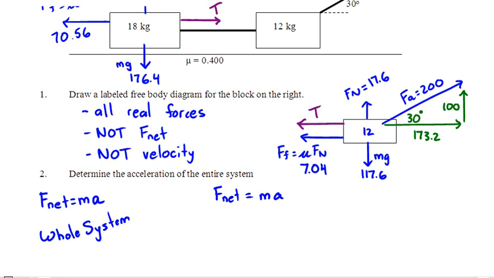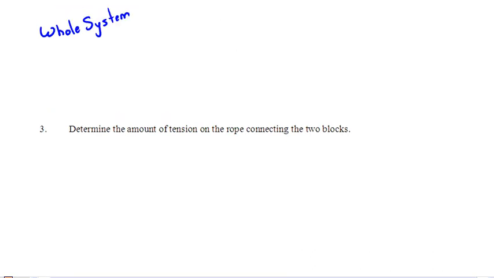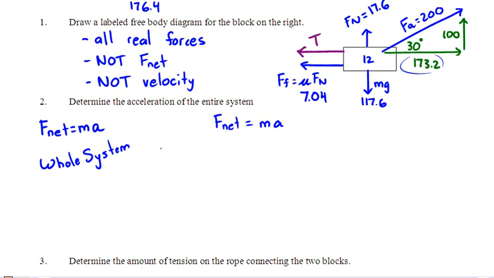So for this thing here, as far as left and right forces go, I can see part of the 200. There's this 173.2 that's pulling to the right, and that's it going to the right. It does win, and it's fighting against the 7.04 of friction, and it's fighting against the 70.56 of friction. There are two tensions in there, but they actually cancel each other out perfectly, so we don't have to worry about them at all. So for my net force, I have 173.2, and it's fighting against 7.04. It's also fighting against 70.56, and that's going to equal, I have to put the whole thing in here.